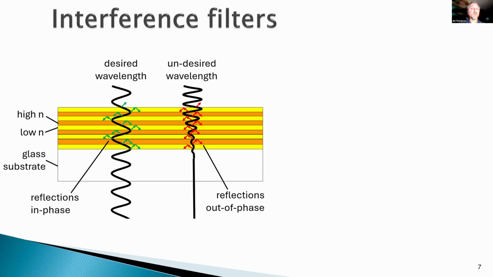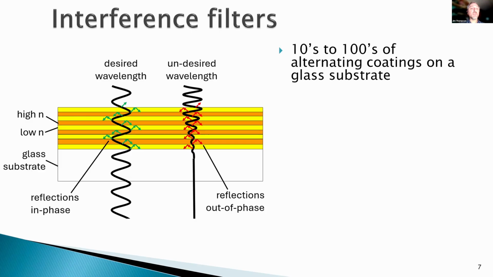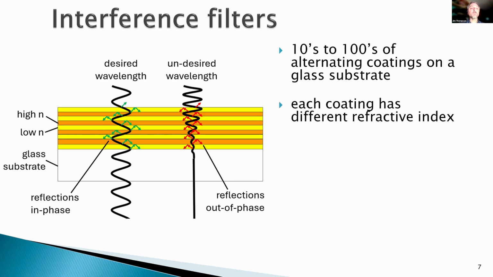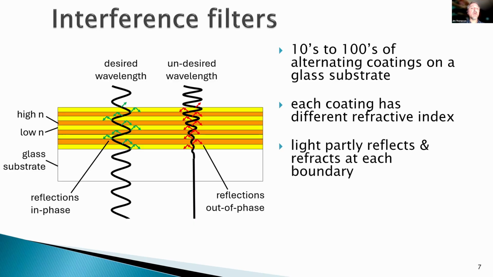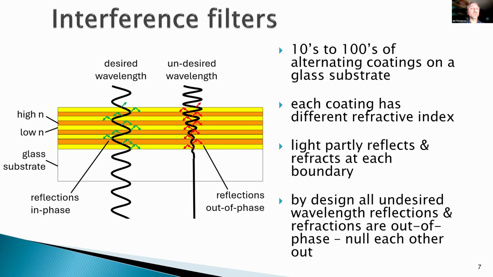Interference-type filters are rather different than absorption filters. They are made by adding tens to hundreds of extremely thin alternating layers on a glass substrate. Each layer is made from a material with a different refractive index. At each boundary between layers, light partly reflects and partly refracts. By choosing the thickness of these layers carefully, it is possible to have all the reflections and refractions of undesired wavelengths out of phase with each other, so they cancel themselves out, allowing only the desired wavelengths through.